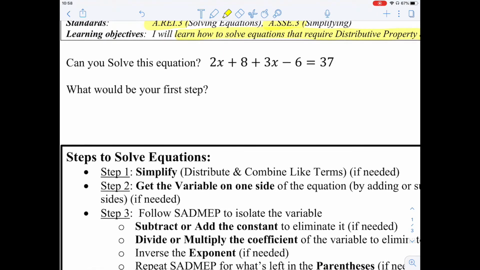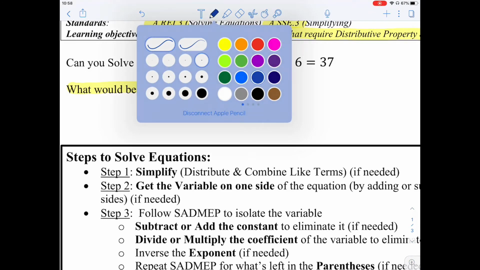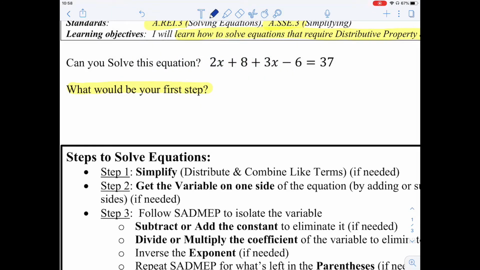right there? 2x plus 8 plus 3x minus 6 equals 37. It looks a little bit different from the last one. Can you solve it? What would be your first step? What do you guys think? So the first step, right? Usually we get rid of these singles here, but there's two of them. And there's two variables. So what do we do with them?